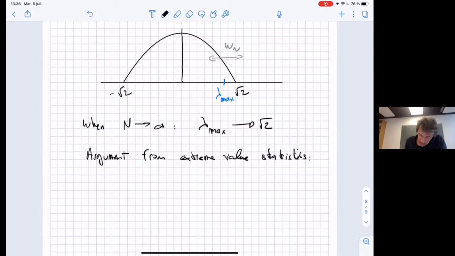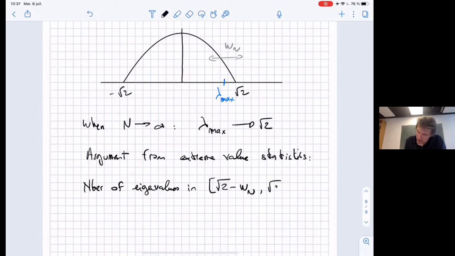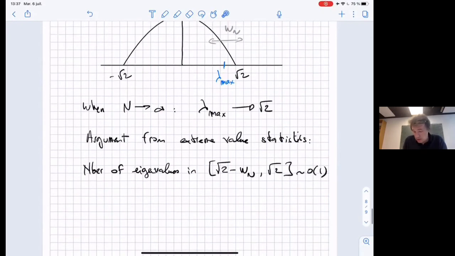Which says that basically the number of eigenvalues in the interval square root of 2 minus Wn to square root of 2 is typically of order 1. So that's the standard argument to estimate the typical scale of the fluctuations of the largest eigenvalue. And again, this simply says that there is no eigenvalue in this regime, or typically 1. So now I just need to count this.